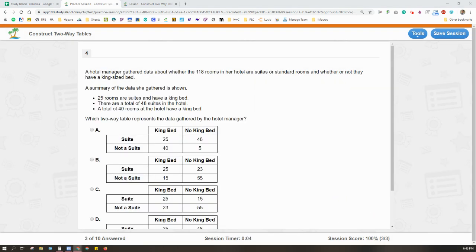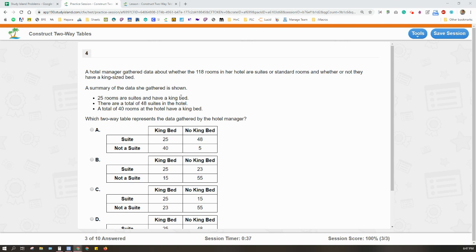Next problem. Number 4, a hotel manager gathered data about whether the 118 rooms in her hotel are suites or standard rooms, and whether or not they have a king-sized bed. A summary of the data she gathered is shown. 25 rooms are suites and have a king bed. There are a total of 48 suites in the hotel. A total of 40 rooms at the hotel have a king bed. So which two-way table represents the data gathered by the hotel manager?